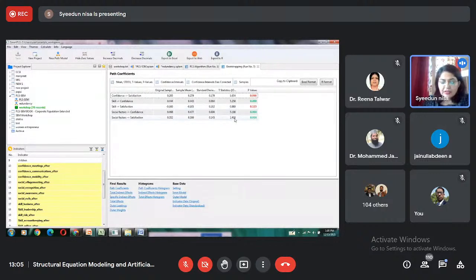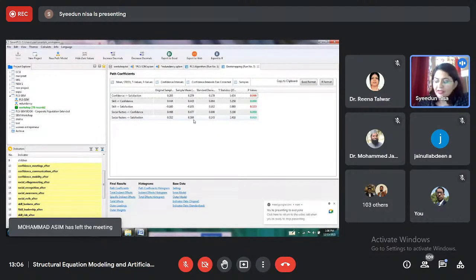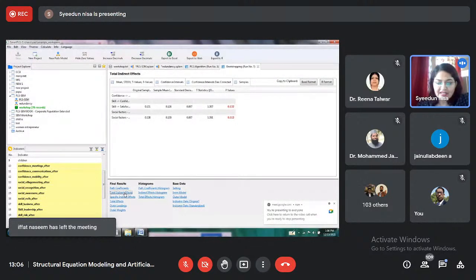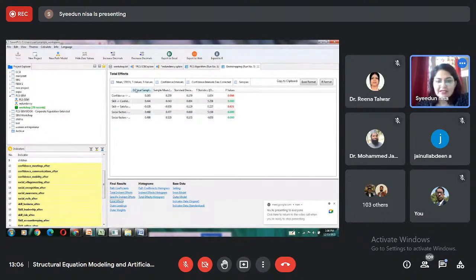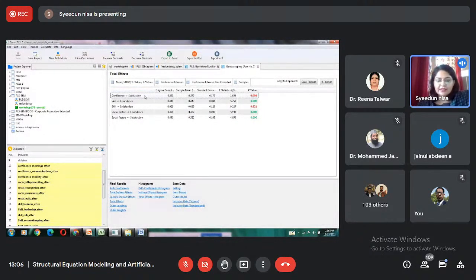Okay, so we can say that complete mediation is there when the direct effect is insignificant and the indirect effect is significant. So here we will say that we have achieved complete mediation. In partial mediation, the direct effect is significant and the indirect effect is also significant. Okay, so here total indirect effect, indirect is insignificant, right? And look at the total effect, so we can see here that whatever our indirect effect is, that is insignificant, and the direct effect, that is significant.